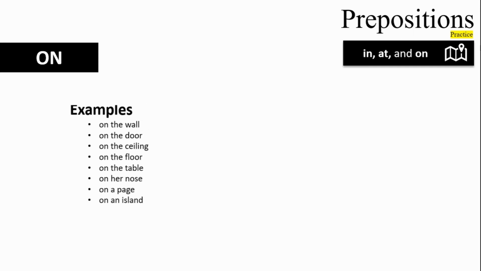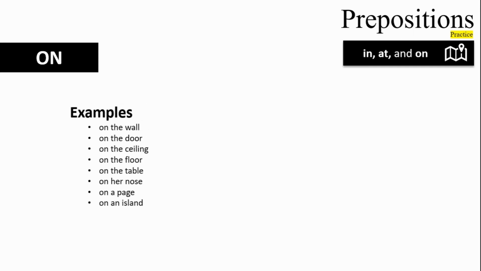Moving on to on. We use on to refer to something that is physically touching the surface of another object. The preposition on is used to indicate that something or someone is in contact with a surface or object, such as a wall, table, or page. For example, on the wall, on the door, on the ceiling, on the floor, on the table, on her nose, on a page, on an island.